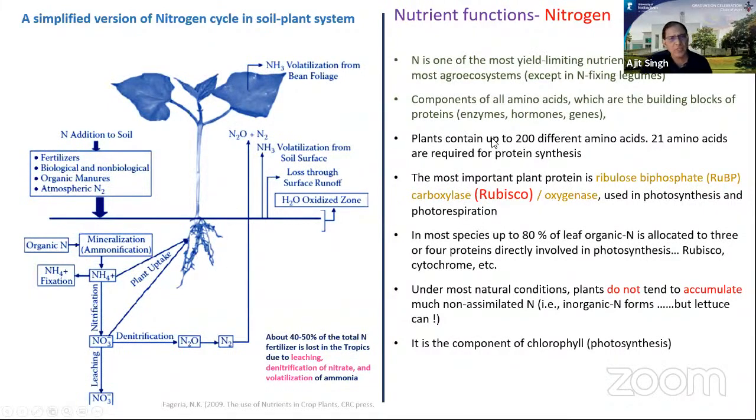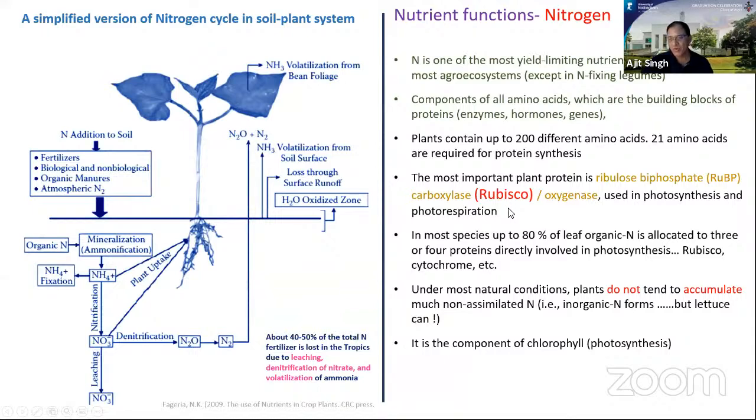The nitrogen is part of the amino acids, and these amino acids are the building blocks of protein, enzymes, and hormones. So they're very important. These amino acids are about 200 in number, and at least 21 are required for protein synthesis. And the most abundant compound on this planet is Rubisco. Now, why Rubisco? Rubisco is very important for carbon fixation. Rubisco is an enzyme, and it fixes carbon. Remember, it is responsible for carbon sequestration.